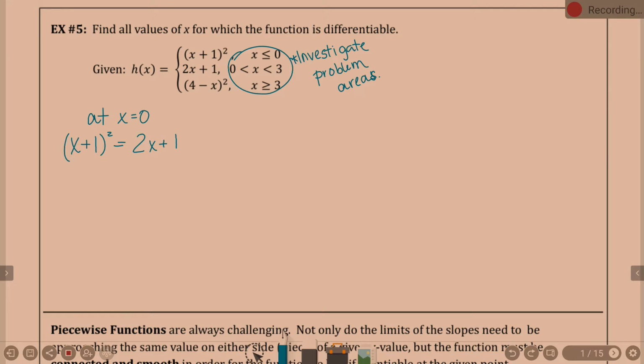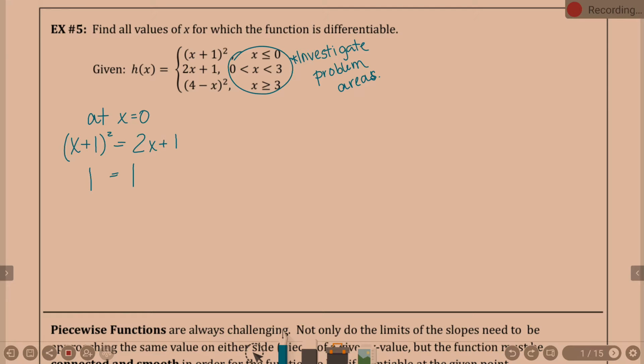Okay, so on the left, if x is 0, what do we get? 1. On the right, if x is 0, what do we get? 1. So what that's saying there is, is it continuous? Okay. So continuous there.